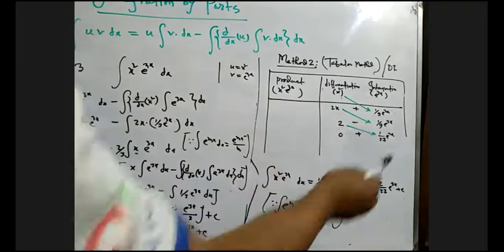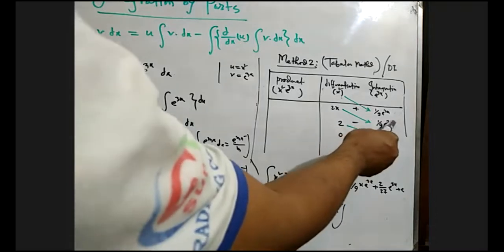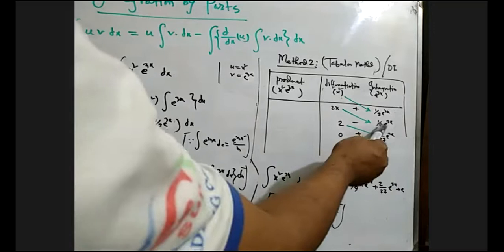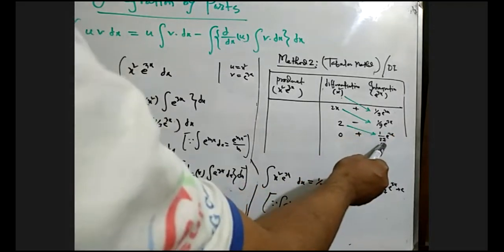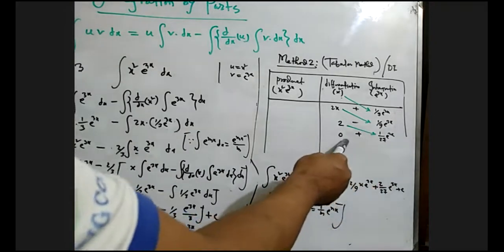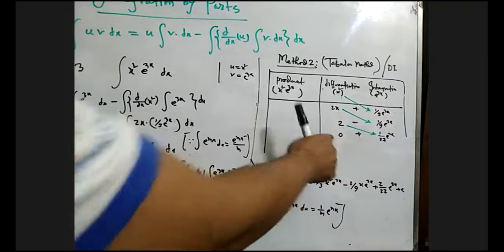E to the power thrice x formula what? Using this one, 1 by 3 e to the power thrice x, so 1 by 9 e to the power thrice x. So differentiation of 2 what? 0. Again integration of 1 by 9 e to the power thrice x, what will be? 1 by 27 e to the power thrice x. In this way we will go. Now we have to stop because differentiation is 0 after the third differentiation.